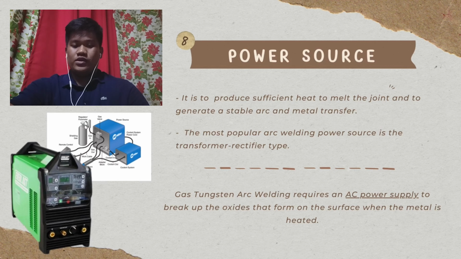This machine produces both AC and DC current. Welding aluminum with gas tungsten arc welding requires an AC power supply that breaks up the oxide that forms on the surface when the metal is heated. However, in nearly all TIG welding applications, DC with pulse current is superior. It allows greater control of bead formation and the heat input into the weld.